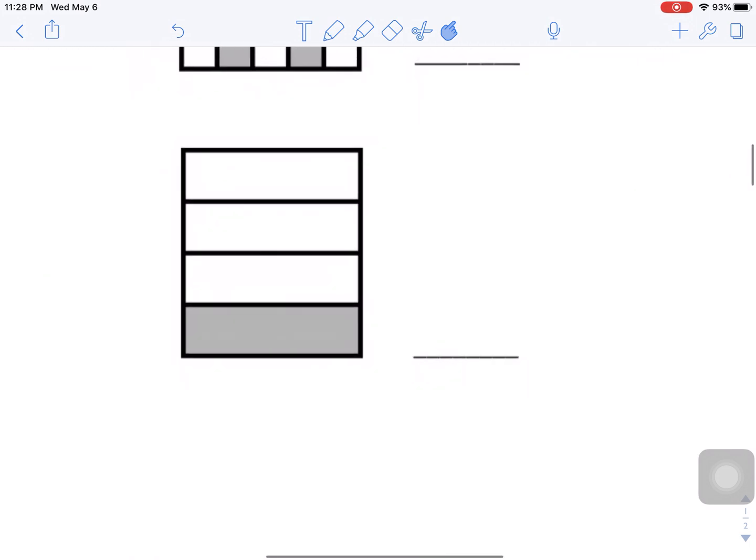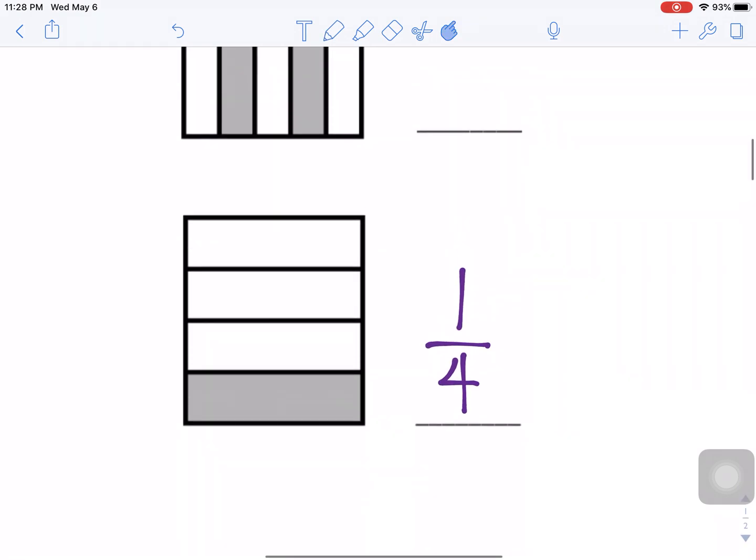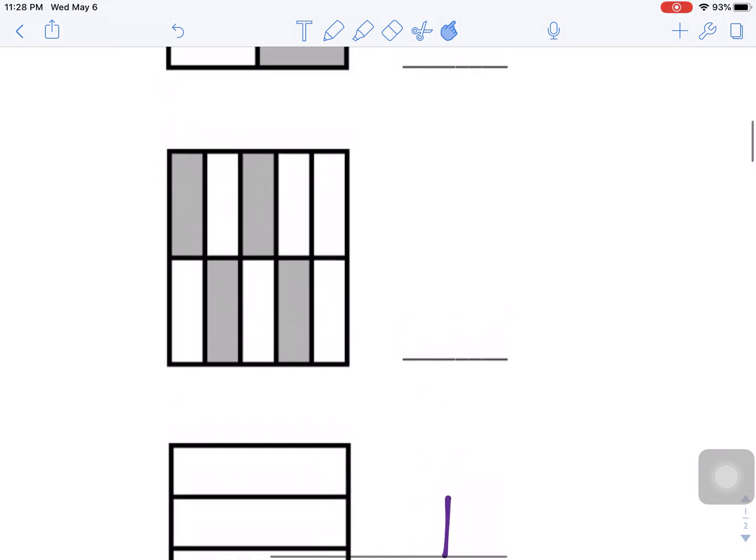All right, let's look at this one here. Now I've got this one. Oh, this one's a pretty quick one. How many rectangles do you see? Yes, I see 4 total equal parts. And how many are shaded in? Yes, 1 shaded in. All right, 1/4 on that one.